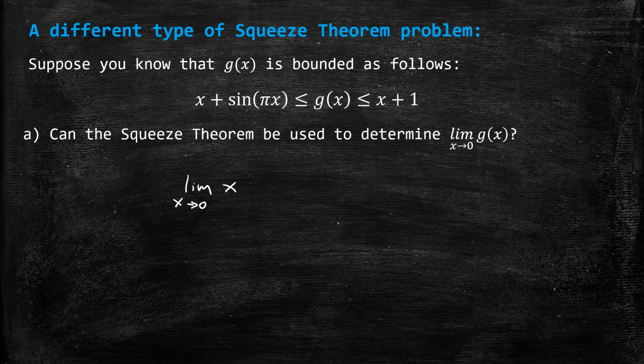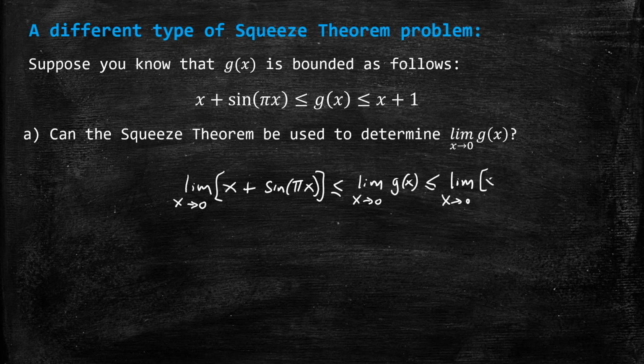Well, if we know the functions are orchestrated in this manner, then we know that this would be true, in fact. So if we took this limit of the lower function, whatever that limit is as x goes to 0, we know that it will be less than or equal to the limit of g of x as x goes to 0, which will be less than or equal to the limit of x plus 1. And then all that's left is to, by direct substitution, actually evaluate these limits.